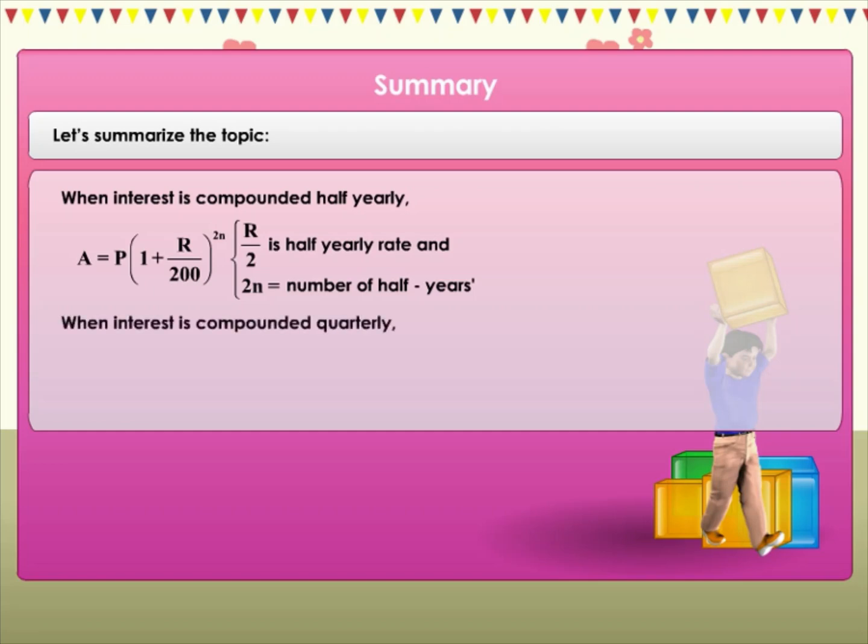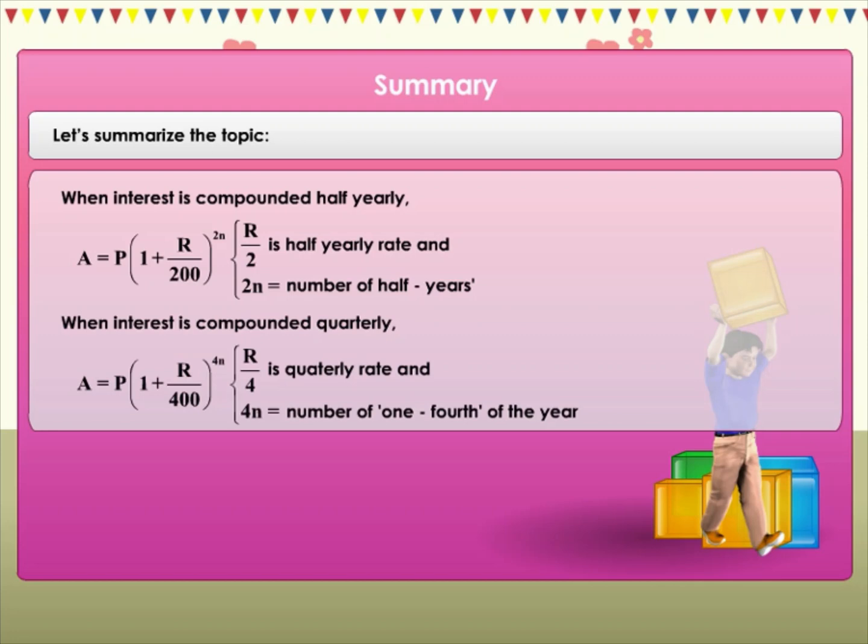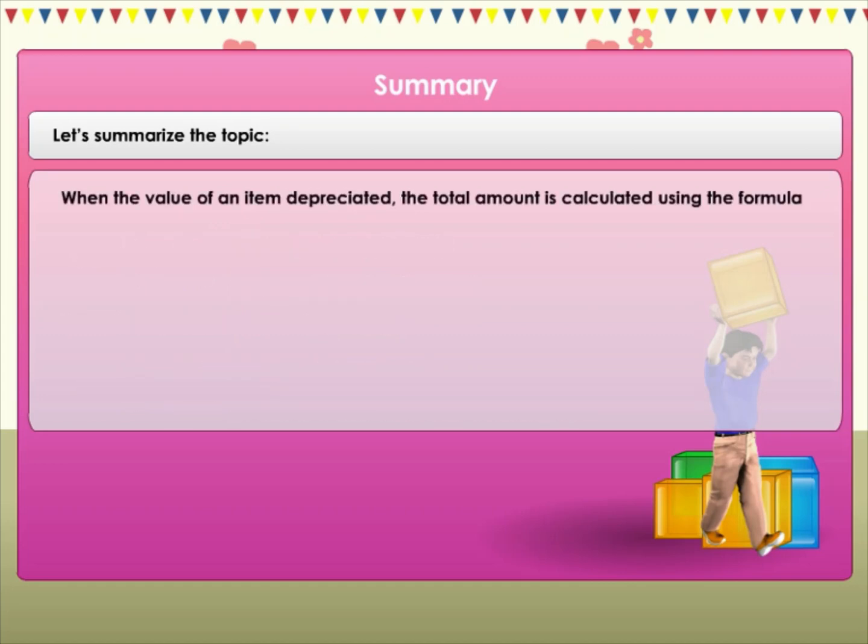When interest is compounded quarterly, A is equal to P into 1 plus R by 400, the whole power 4n, where R by 4 is quarterly rate and 4n is equal to number of quarters of the years. When the value of an item depreciated, the total amount is calculated using the formula A is equal to P into 1 minus R by 100, the whole power n.